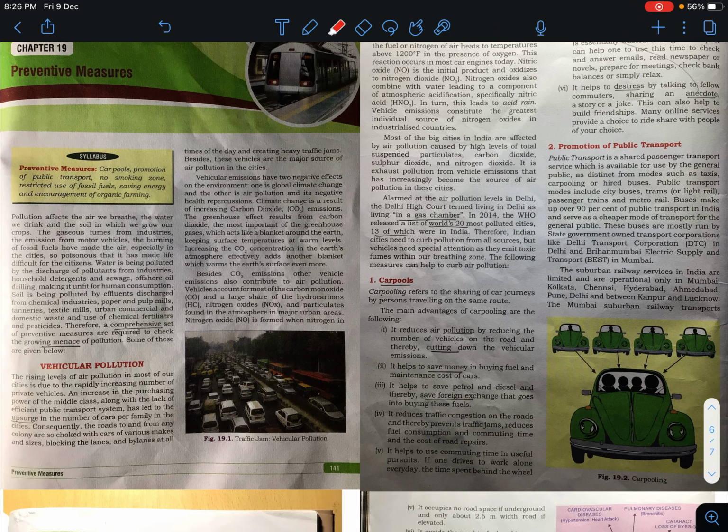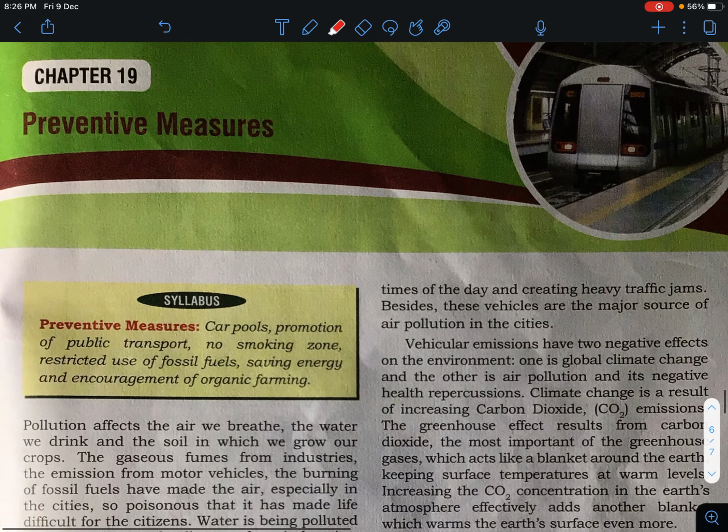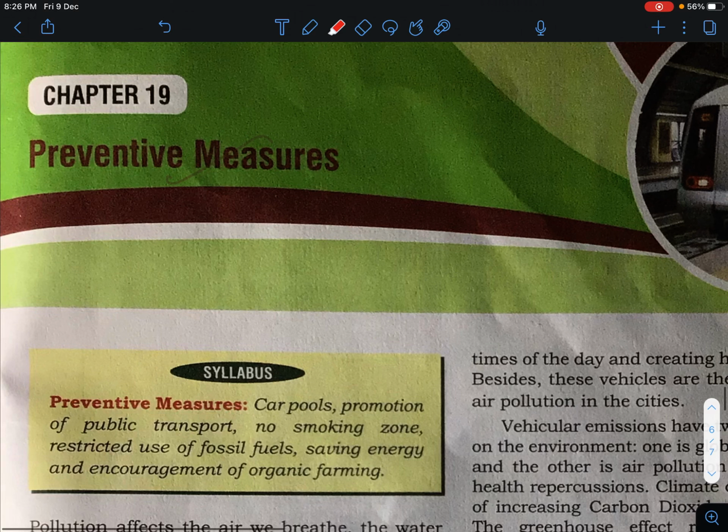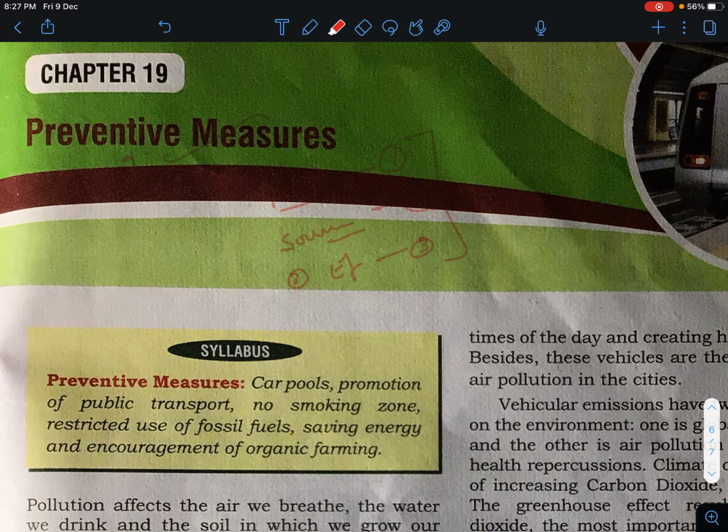In this class, we are focusing on the topic of preventive measures. We have already studied the chapter on pollution: the first topic was pollution, the second was the sources of pollution, and the third was the effects of pollution. These three topics have already been covered. Now in this topic, we are focusing on the preventive measures.